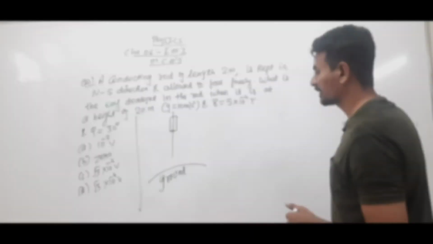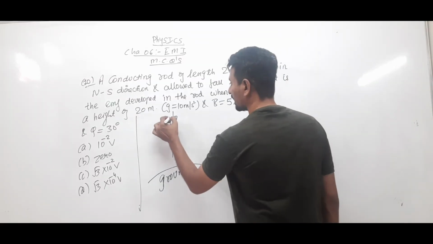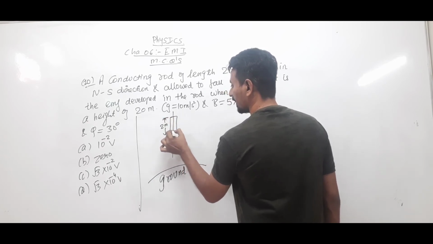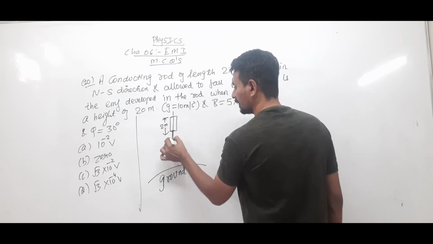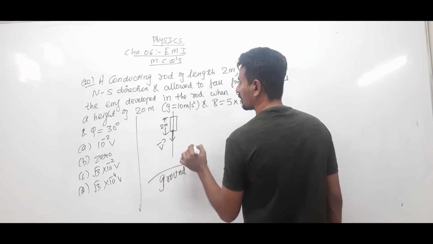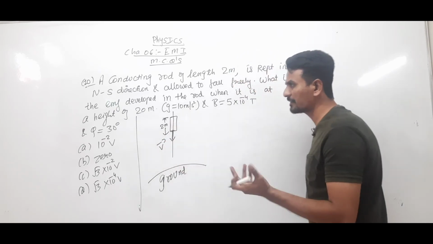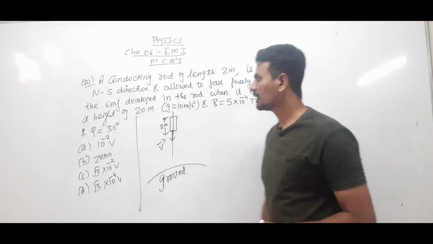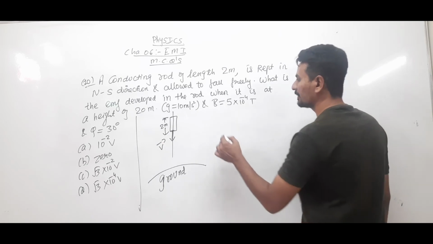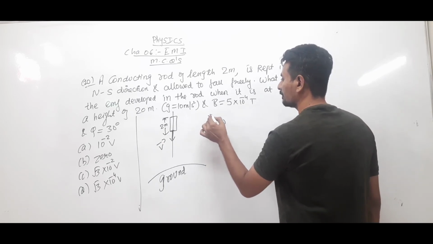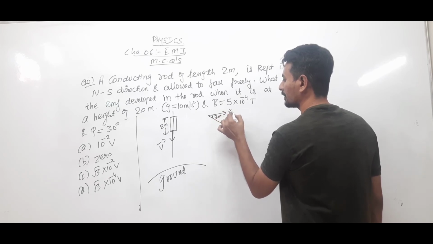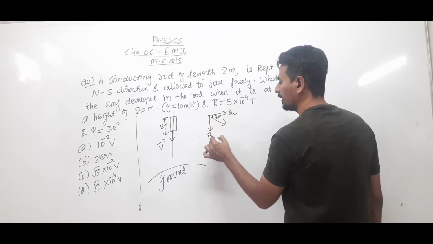The length is given as 2 meters, and it is falling freely, so the velocity is in downward direction. Initial velocity will be 0, and then the velocity will be in downward direction. The magnetic field is given as 5 × 10 raised to minus 4 with a dip angle of 30 degrees. So this will be the horizontal component, and this will be the vertical component.